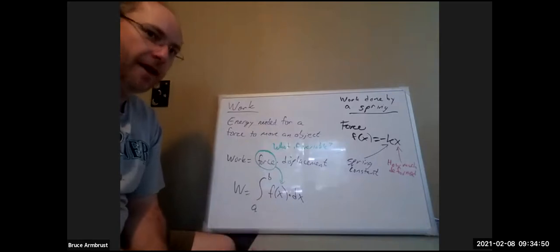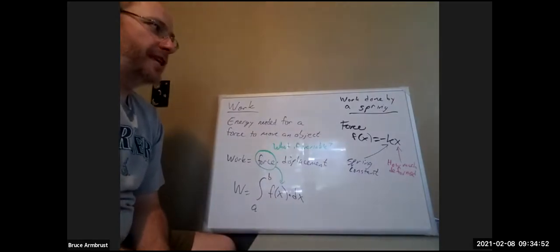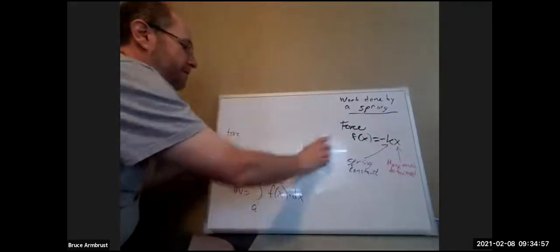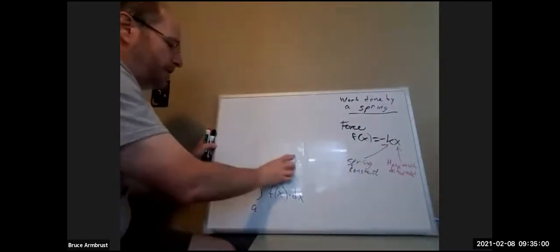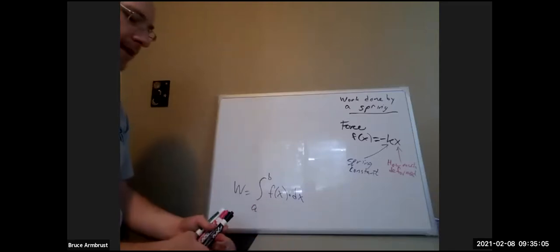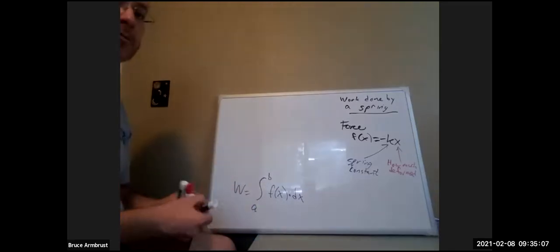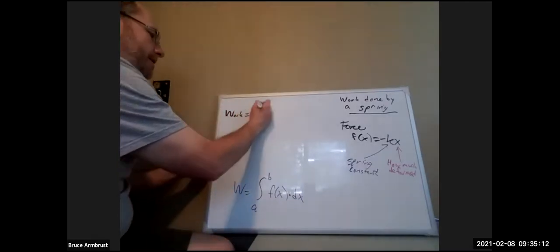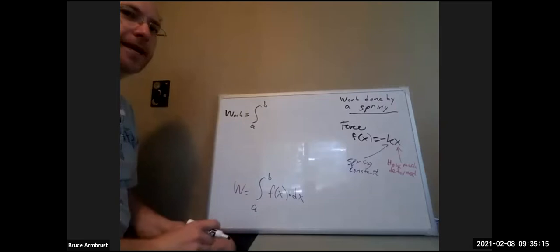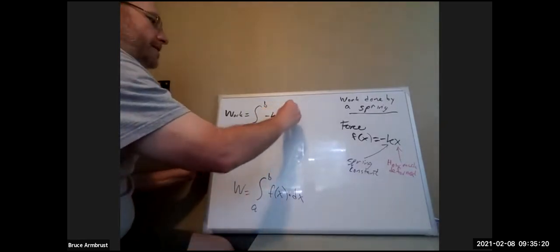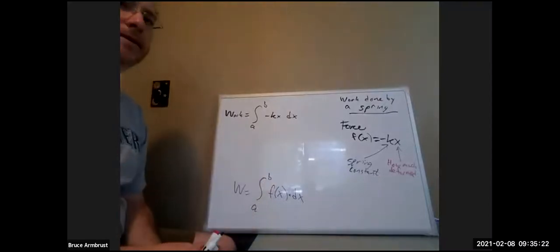All right, well, if this is the force of a spring, we can actually calculate the work done on a spring. So let's do that here real quick. So we know that the work is the integral from a to b of your f of x dx. So if we come to this spring work, it's going to be an integral. We'll leave it as a and b for right now. But we're going to integrate negative kx dx.